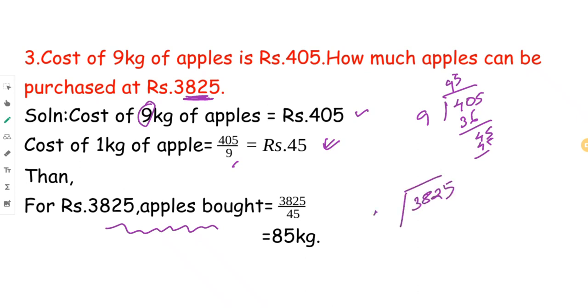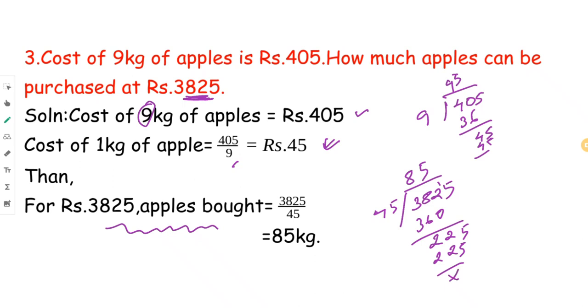3825 divided by 45, right? 38 is too small, so I have to take 3 digits at a time. So 45 into 38, how much do we get? We'll get 360. Clear? Then 2, then again 2, and then this 5 will come down now. Then 45 into 5, I'm going to get 225.